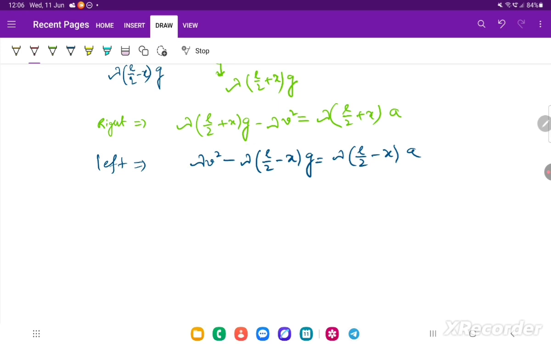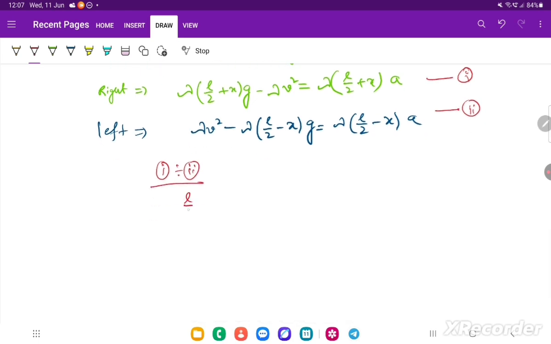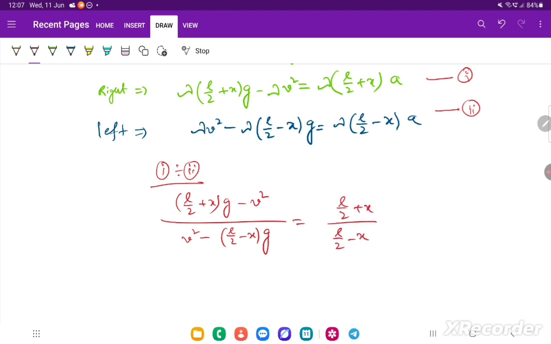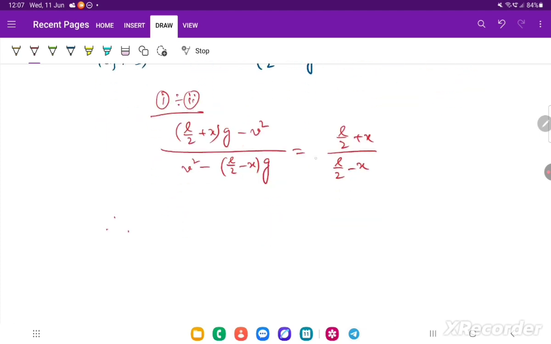What we can do is mark this equation as 1 and this one as 2. Then we will do 1 divided by 2. In that case, we will get ((L/2 + x) g − v²)/(v² − (L/2 − x) g) = (L/2 + x)/(L/2 − x). Now you just cross multiply this with this and this one with this.